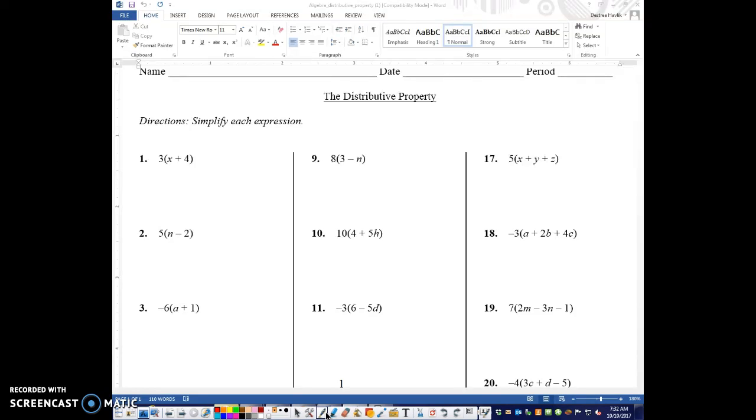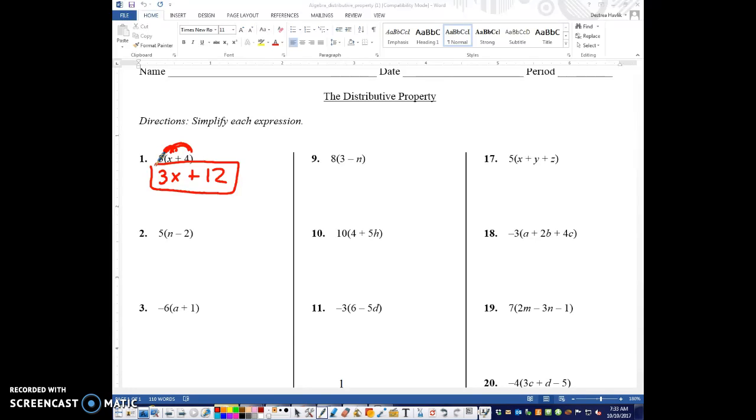So here is how we distribute. What you're going to do is like Mario. This little 3 in the front wants to multiply, but he has to multiply by both things inside the parentheses. So like Mario, he's going to go to both. First, 3 times x; there's an invisible 1 in front of x. So 3 times x is just 3x. Then 3 times 4 is 12, so we do plus 12. And that is your answer.